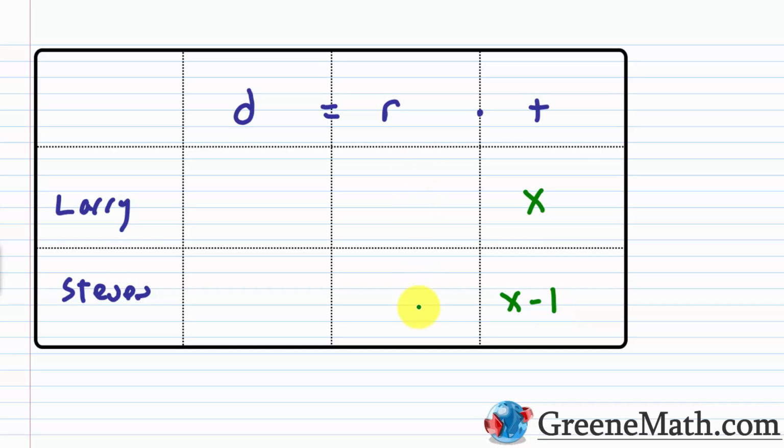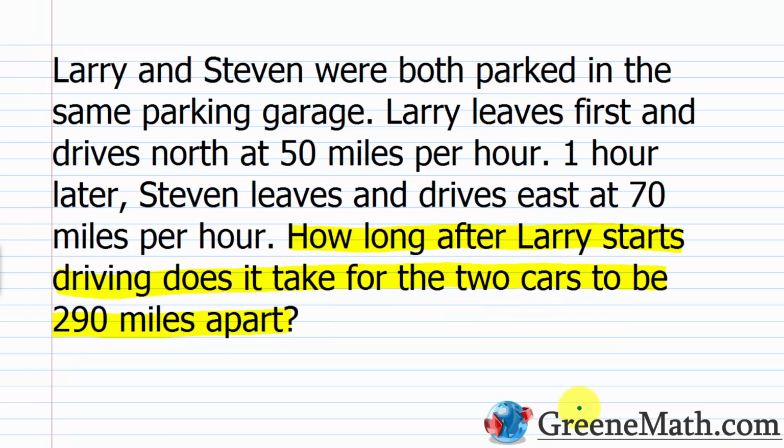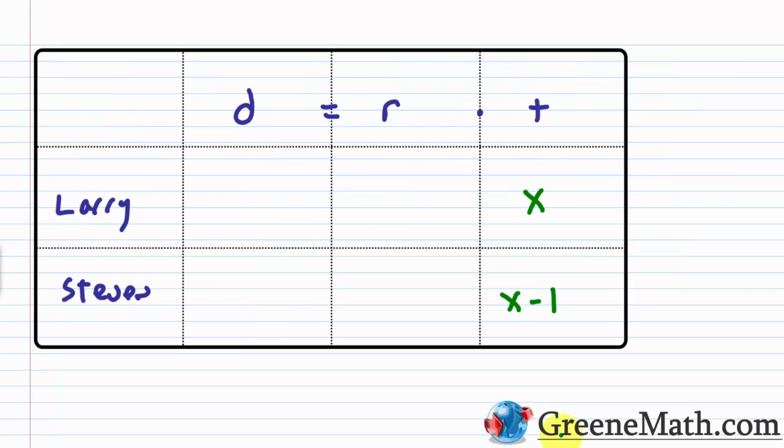Now, the rate we can get directly from the problem. It tells us specifically that Larry leaves first and drives north at 50 miles per hour. So this 50 miles per hour is going to be his rate of speed. And then for Steven, he leaves and drives east at 70 miles per hour. So 70 is going to be his rate of speed again in terms of miles per hour. So let's just fill this in. For Larry, it's going to be 50 miles per hour. For Steven, it's going to be 70.